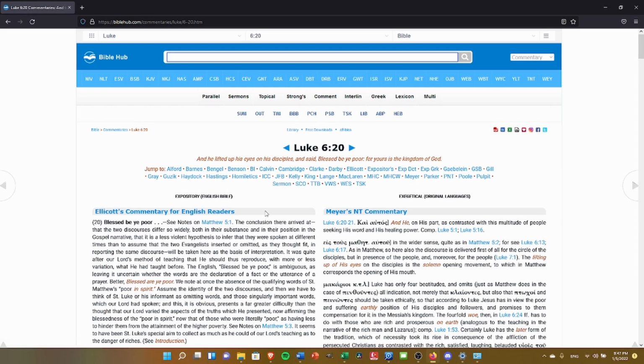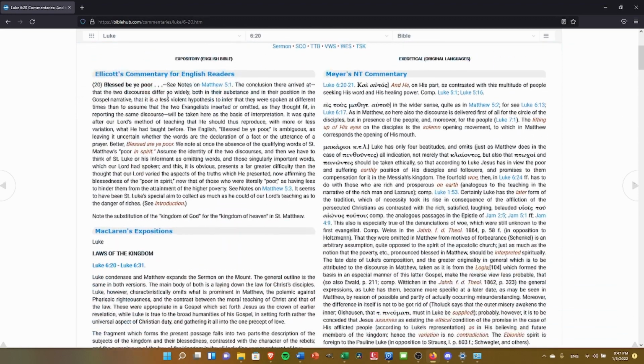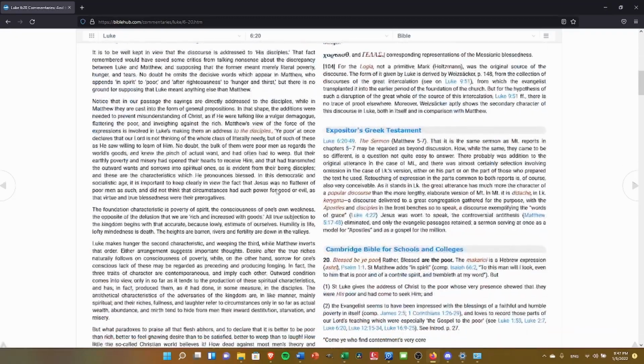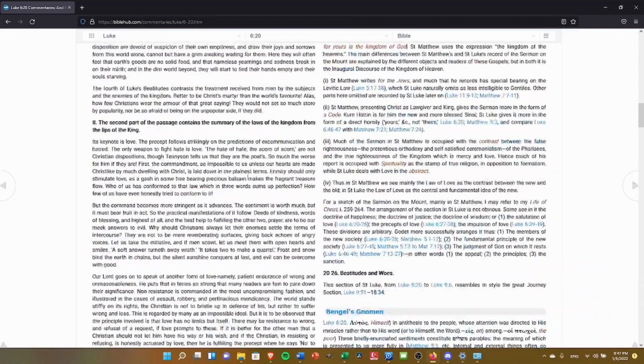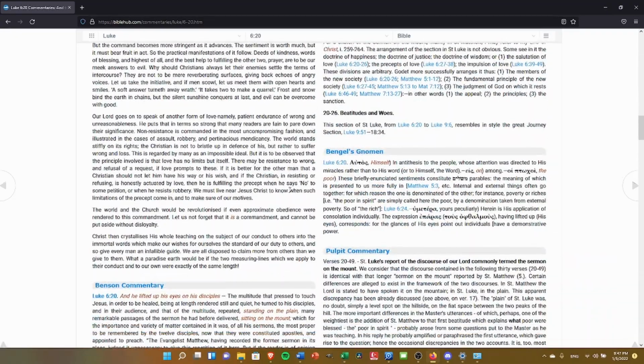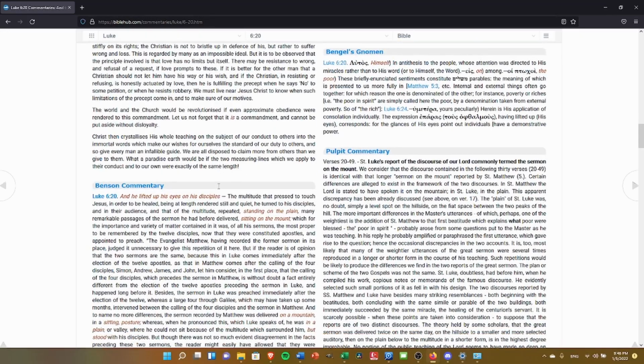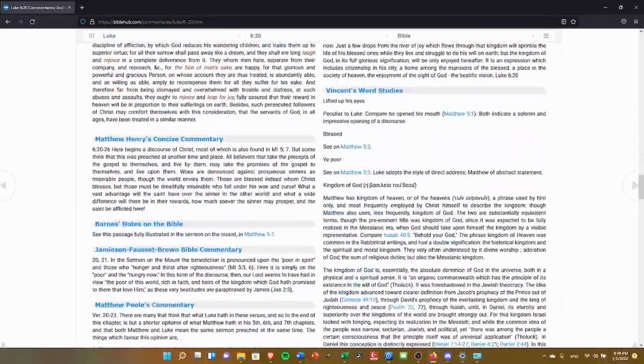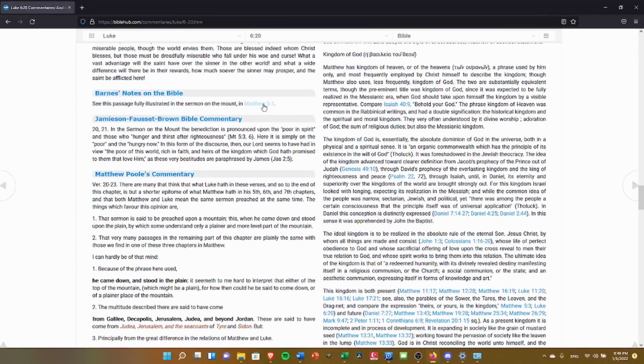Okay, Luke 6:20. Here we are in commentaries, right? And you'll see quite a few places. See notes on Matthew 5:1. See notes on Matthew 5:3. Okay, we keep scrolling down, and we'll get to, let's see, Matthew 5-7, right? So see this passage fully illustrated.